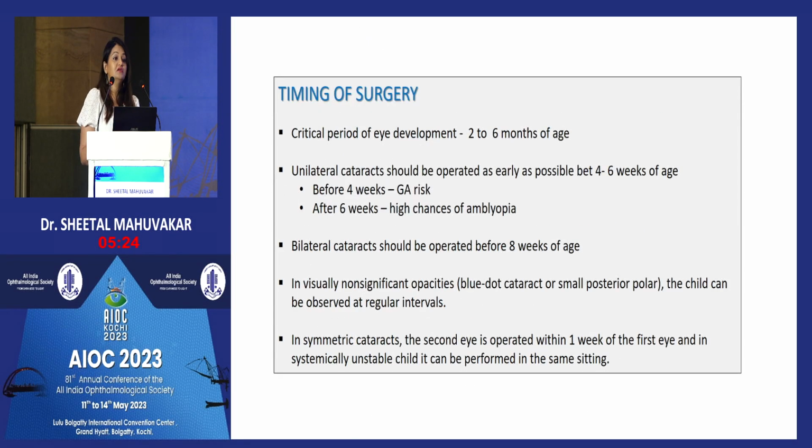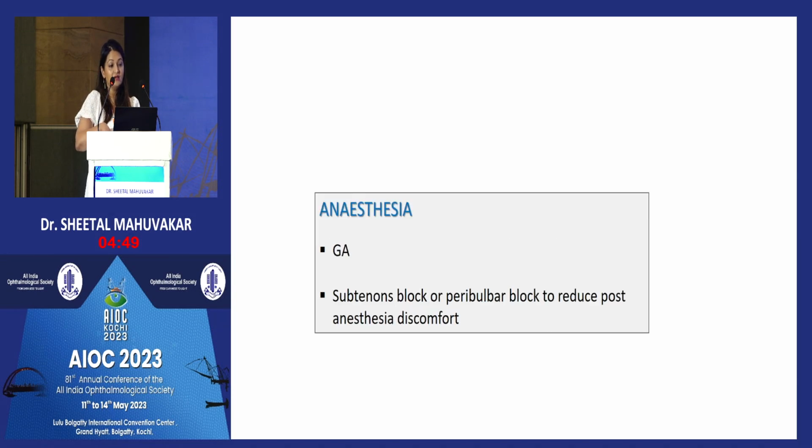The timing of surgery is another very critical thing in pediatric surgery. We all know that the critical period of eye development is 2 to 6 months of age. For unilateral cataract, it is a good idea to operate between 4 to 6 weeks of age. Ideally it is as soon as possible, but before 4 weeks there is a lot of GA risk, and after 6 weeks there are a lot of chances of amblyopia. For bilateral cataract, it should be operated between 4 to 8 weeks of age. If there is not a high GA risk, you can do it 1 week apart, or if there is a high GA risk, you can do it simultaneously, but treat it as 2 different cases.